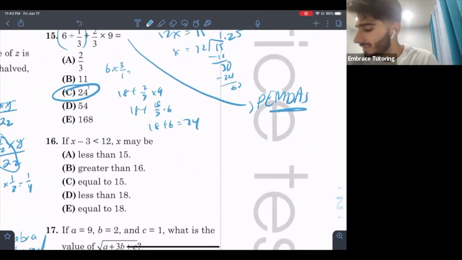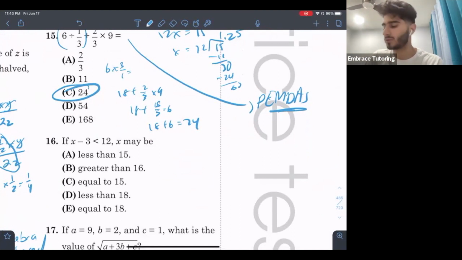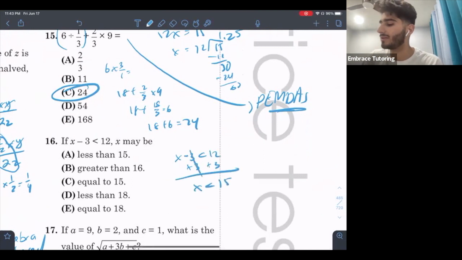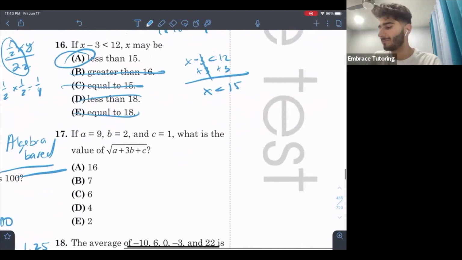If x minus 3 is less than 12, x may be which of the following? So basically, you just have to isolate for x. You can just add 3 on both sides, and it becomes x is less than 15. So x is less than 15, choice A. It can't be greater than 16, or equal to 15, because there is no equal sign. Less than 18 is not true, because it has to be less than 15. It can't be 16, and equal to 18 is also not true. So it has to be choice A.